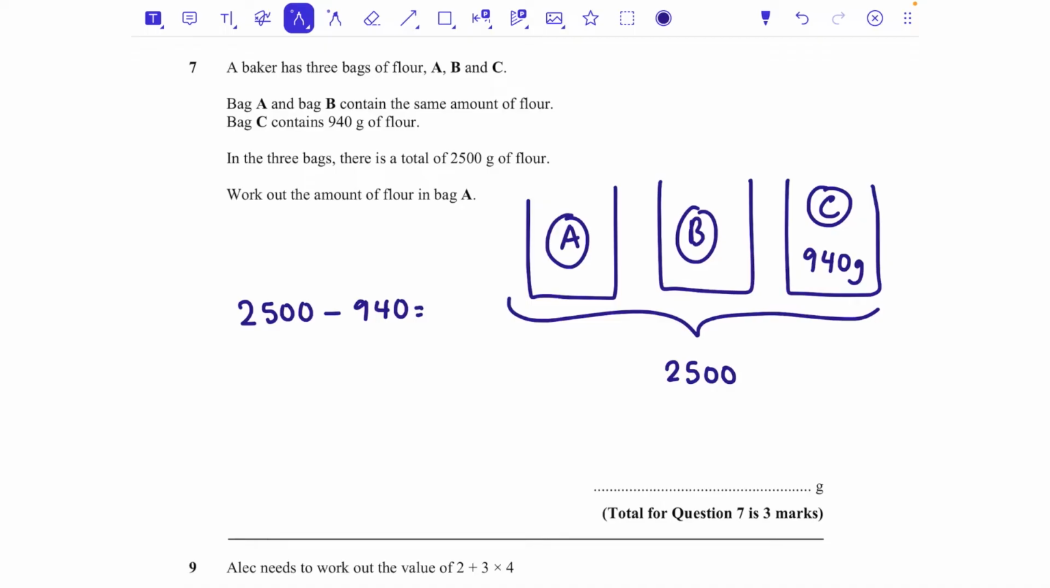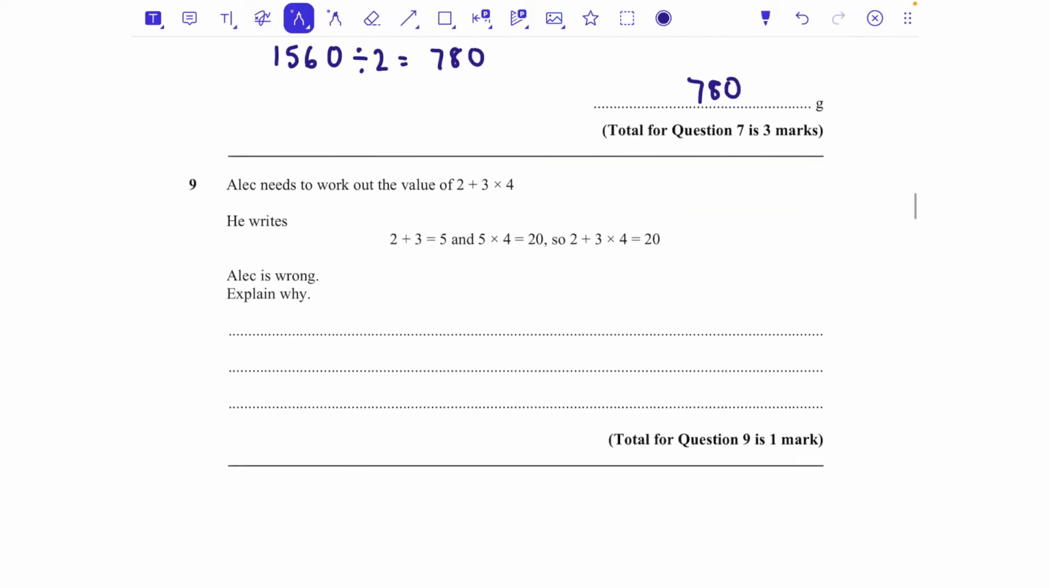This is a calculator paper, so feel free to do that in your calculator. That gives you an answer of 1,560, and I'm then going to share that equally between these 2 bags because it says that they have the same amount of flour. So 1,560 divided by 2, and again I'm just using my calculator, it is 780. So there's 780 grams in A and 780 grams in B. They only asked us for A, so there we go. 780 would be your answer.